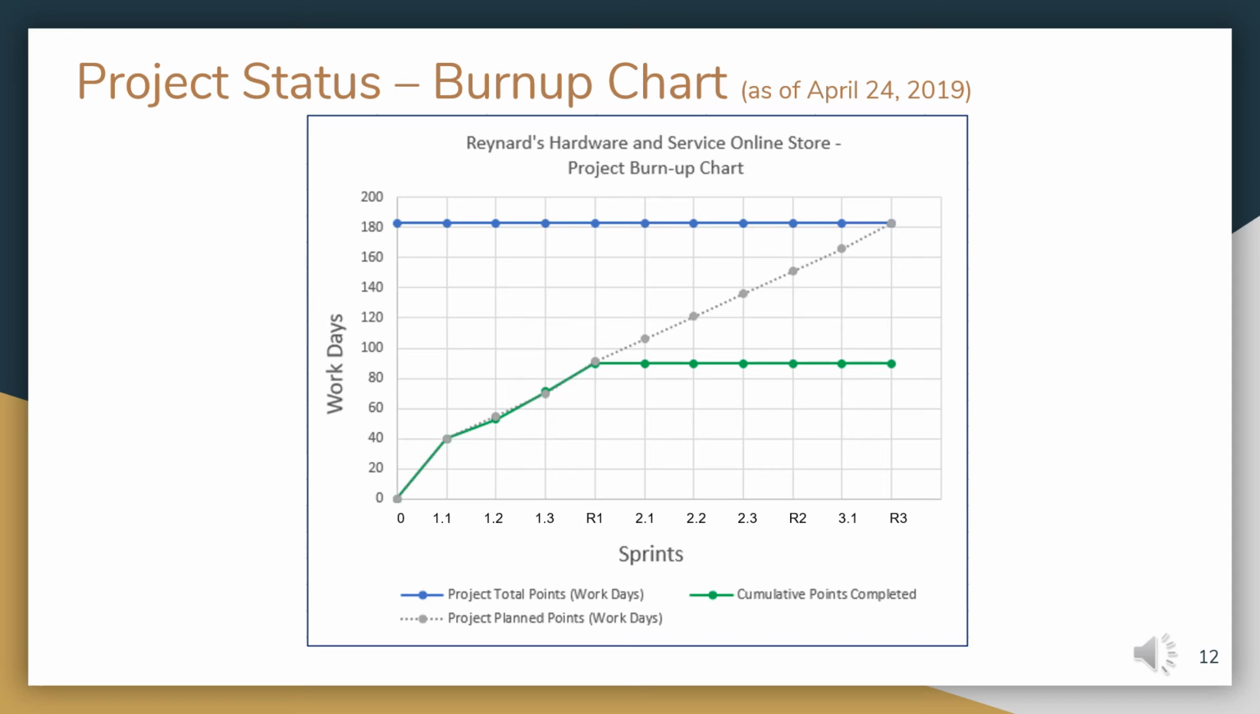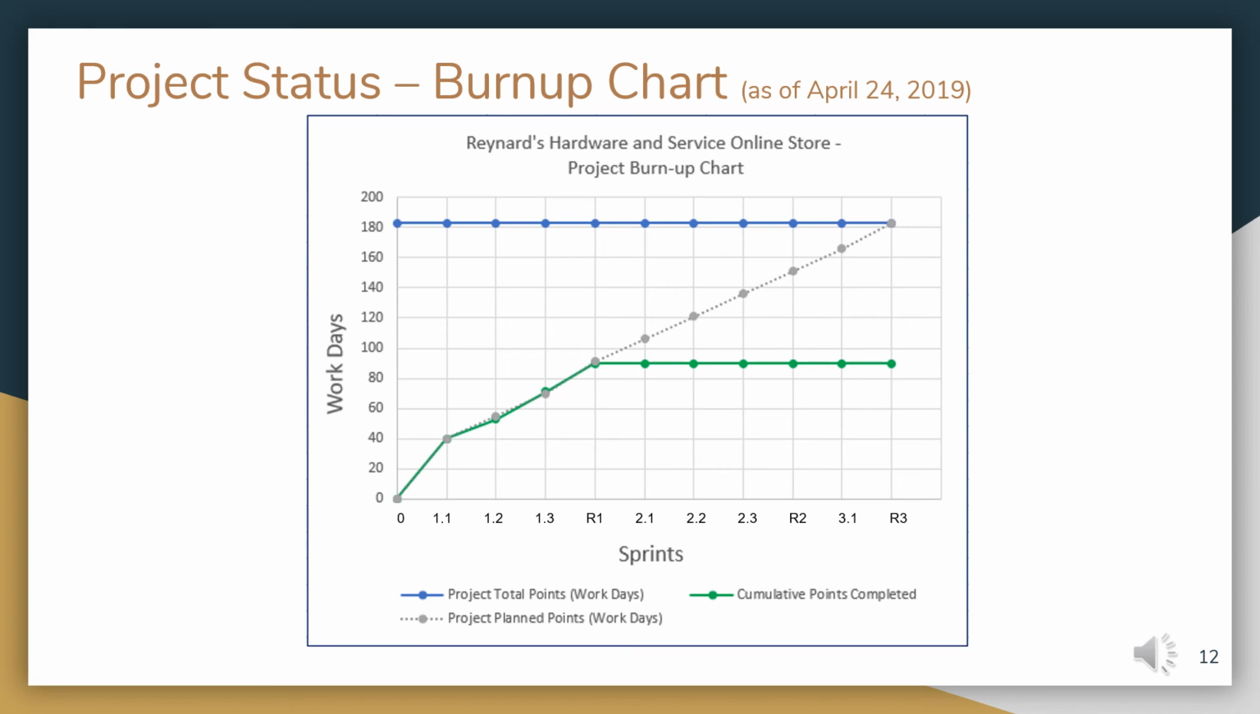This next slide shows the burn-up chart for the Reynard's Hardware and Service online store project as of April 22nd. The total project points remain at 183 points, as shown by the blue line on the top of the chart. The project planned story points are shown by the gray dotted line. The green line shows the cumulative story points completed to date.